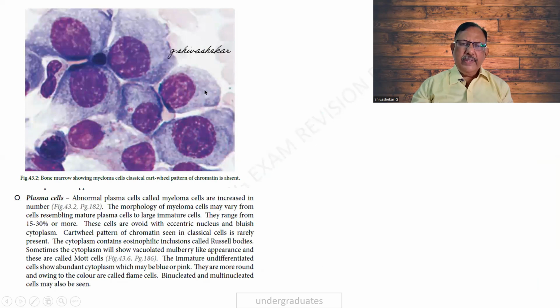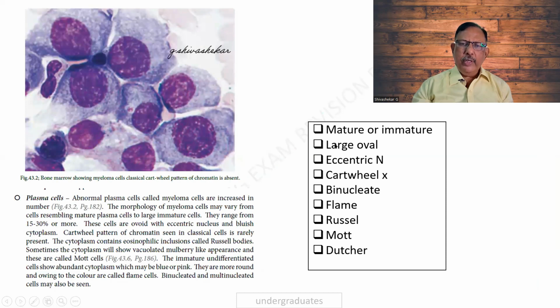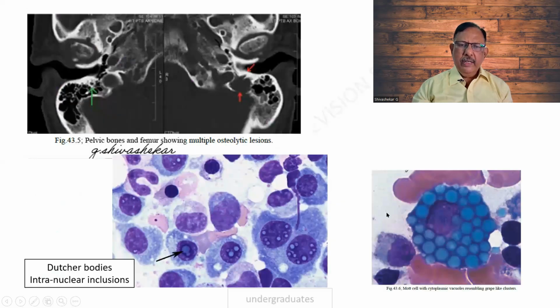Look at this. The cells are immature. They have clumped chromatin, and some of the cells can have two nuclei, binucleation. So the cells may be mature or immature, large and oval, eccentric nucleus, cartwheel chromatin, not always seen in a case of myeloma. Binucleate cells and flame cells can be present, and Russell, Mott, and Dutcher bodies. These are some inclusions which are seen. Look at this one, intranuclear inclusions called Dutcher bodies. And this cell has a vacuolated appearance called a mulberry cell or a grape-like cell.